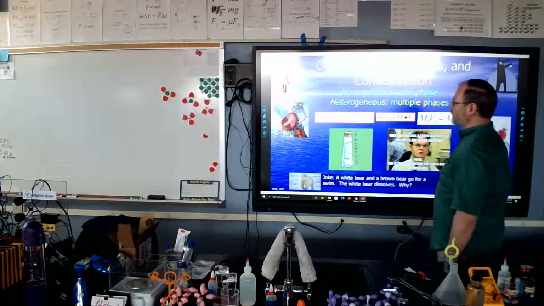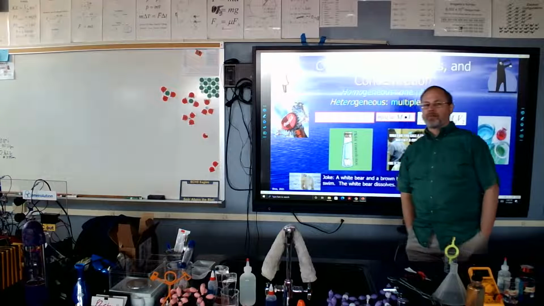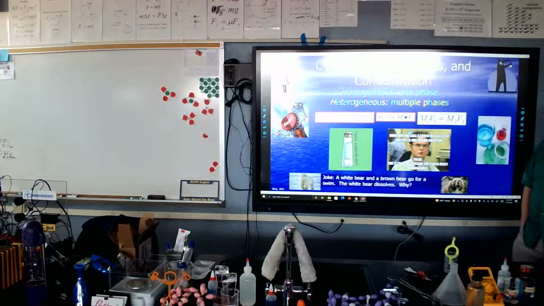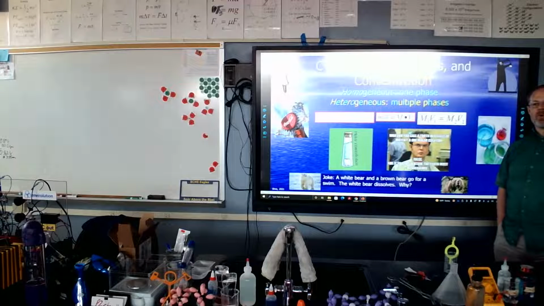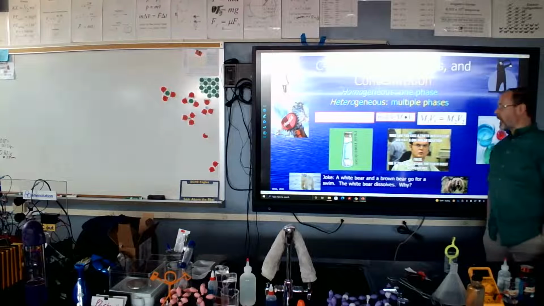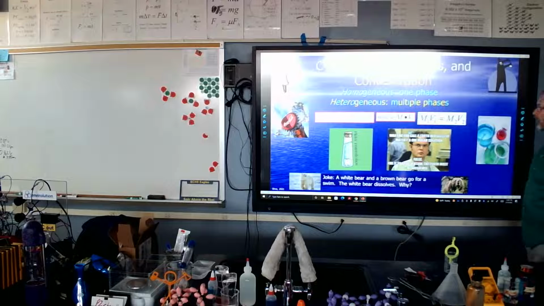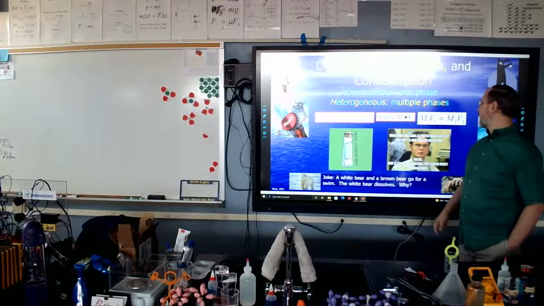Today we're going to talk about some solutions and mixtures and some classifications of things. And then here's the joke. A white bear and a brown bear go for a swim. The white bear dissolves. Why? There's a lot of overlap between this unit and the previous unit on intermolecular forces, just FYI. So I'll let you see if you can figure out that answer later.